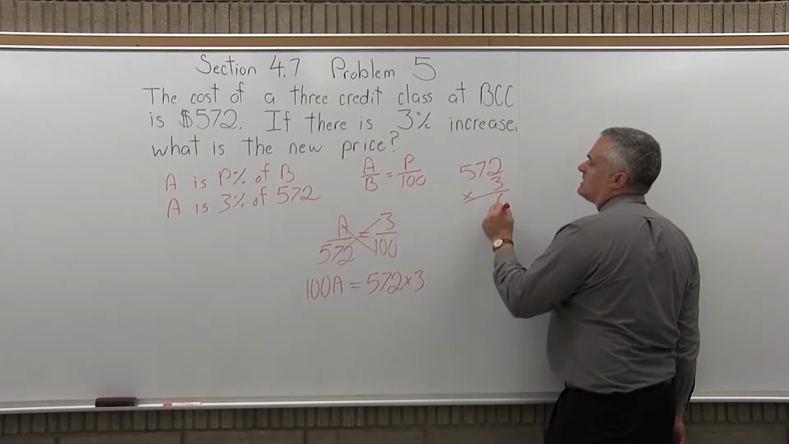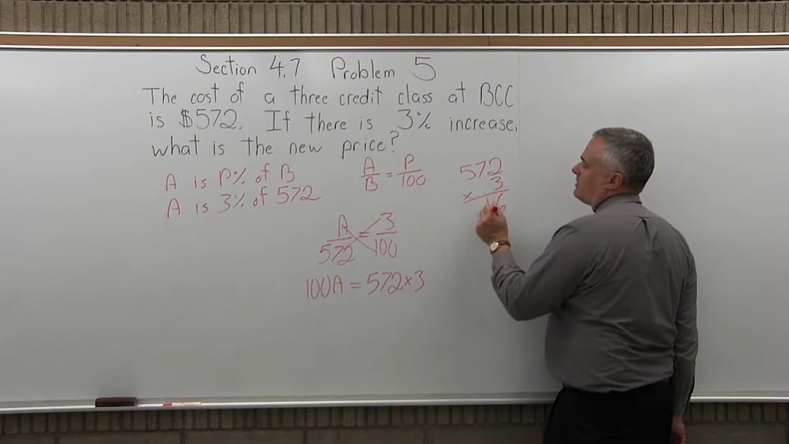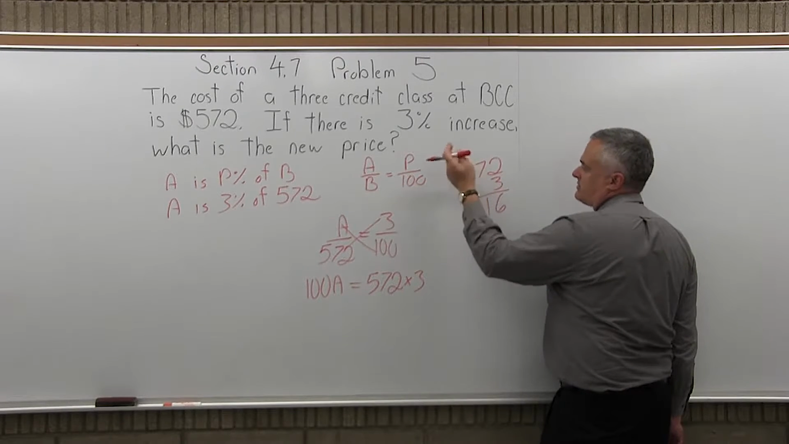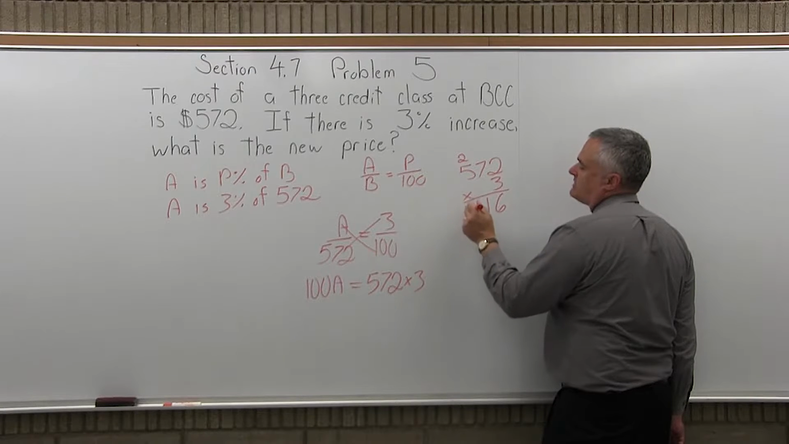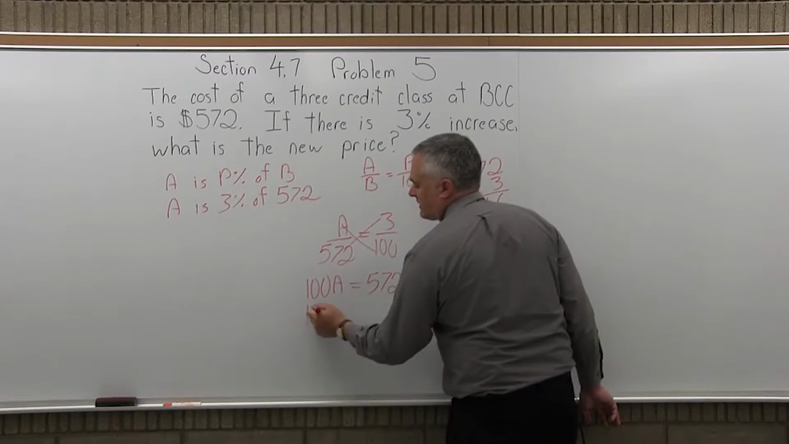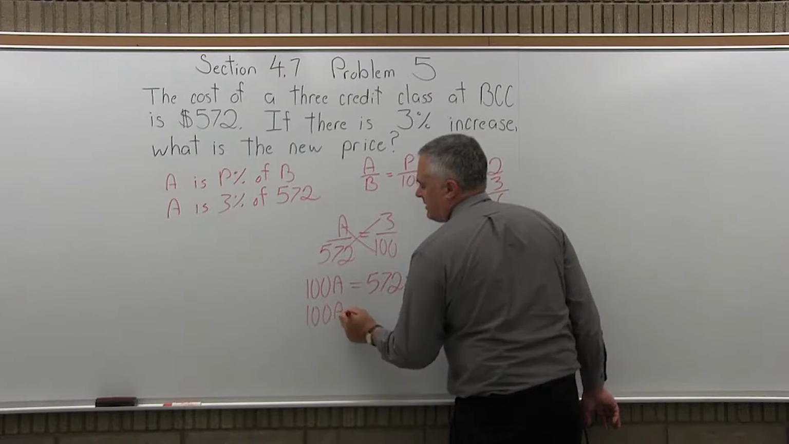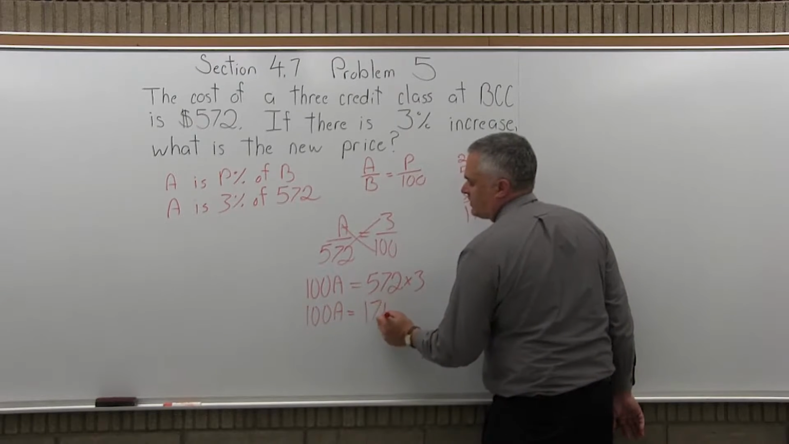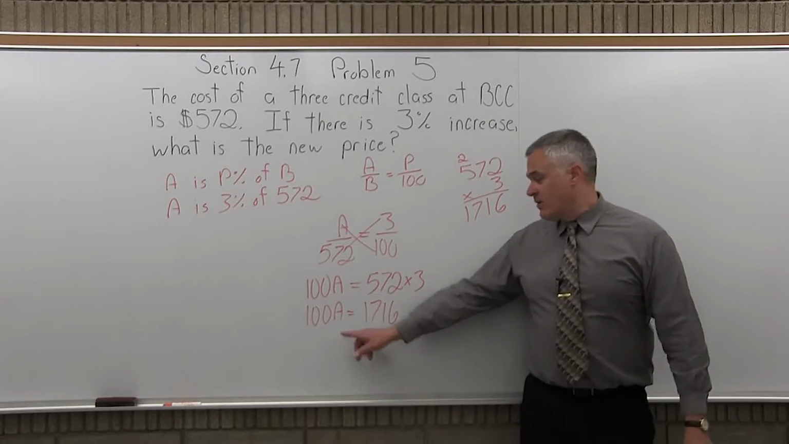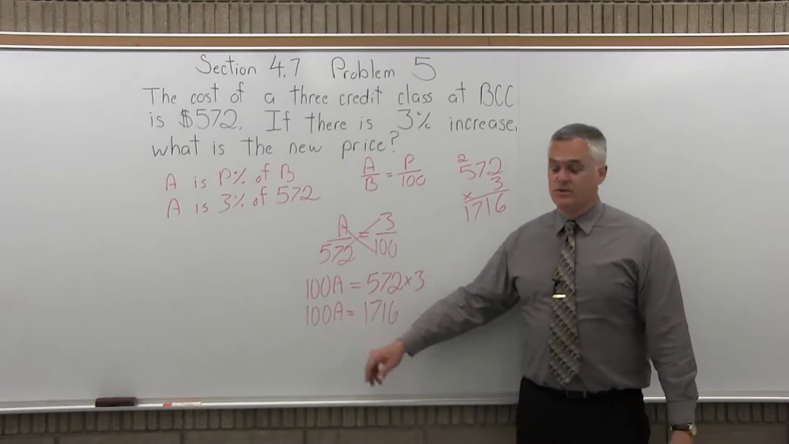3 times 2 is 6. 3 times 7 is 21. Write the 1, carry the 2. 3 times 5 is 15, plus the 2 more that I carried. 15 and 2 more is 17. So I have 1716. So that gives me 100A equals 1716. Now I want to solve for A. I want to get rid of the 100 in front. So what we do is divide it.